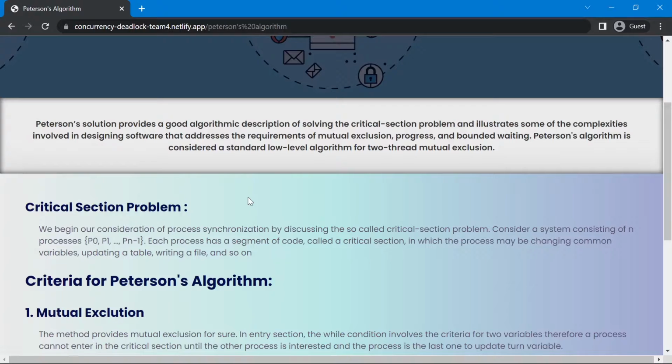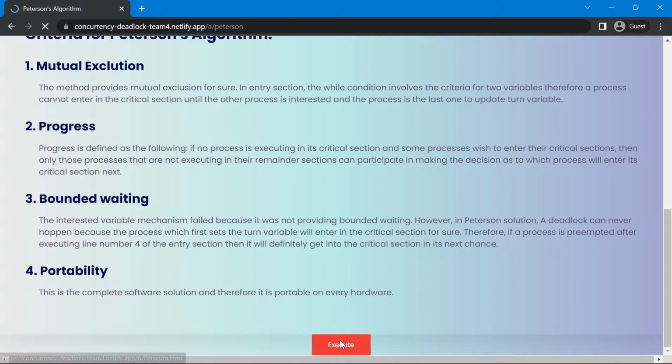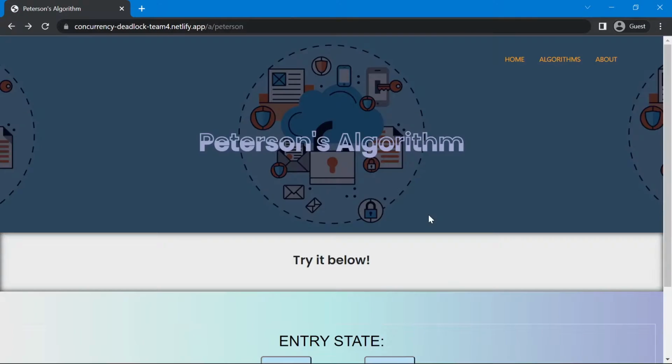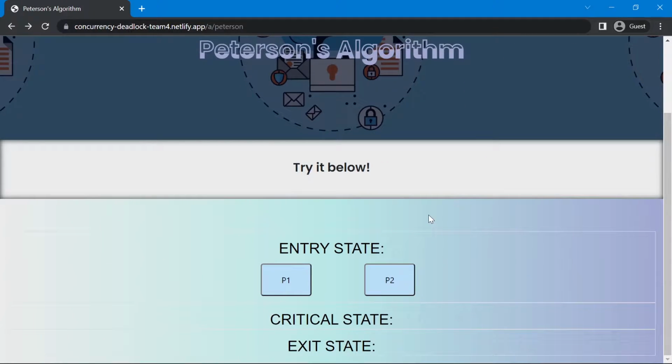So what is the criteria for Peterson's algorithm? First is mutual exclusion, second is progress, third is bounded waiting, and fourth is portability. So let's execute Peterson's algorithm. Here we have three states. First is the entry state where both the processes are present. Then we have the critical state and the exit state.